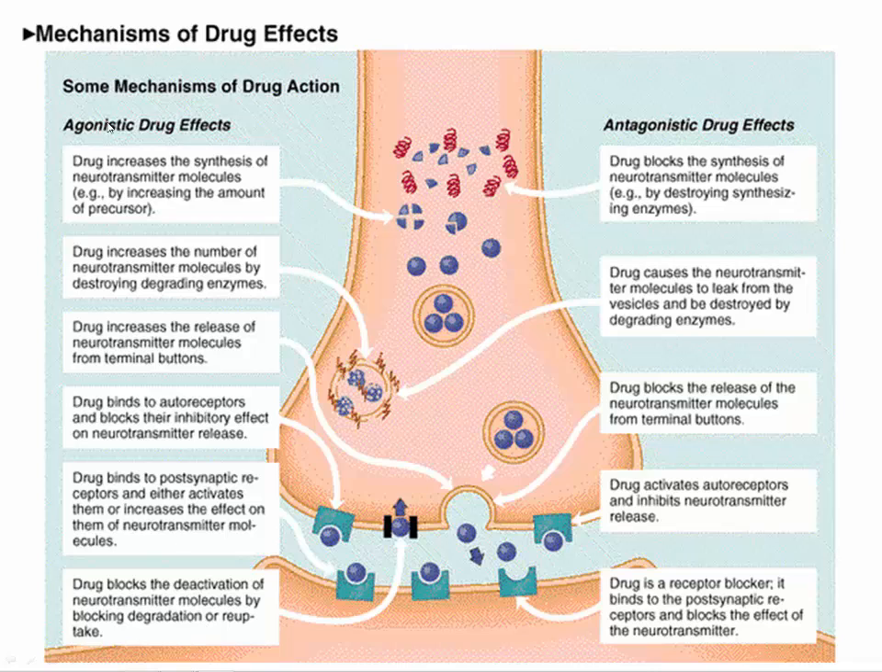So here on the left side of the screen, you'll see that there are 6 ways that a drug can affect the neurotransmitter production, concentration, and reception. And over here, there are 5 ways in which the drug could minimize or reduce the effect of the neurotransmitter.